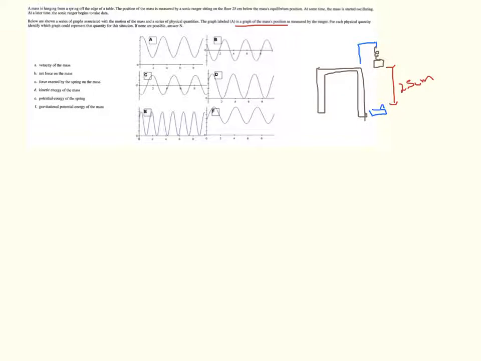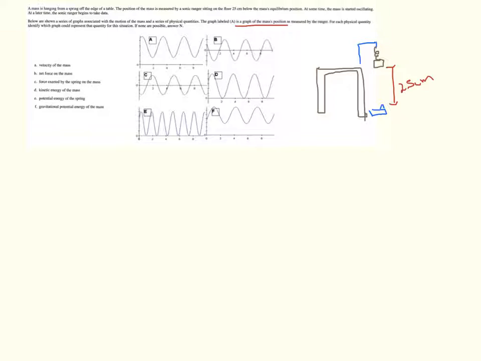Okay, so this question is one that I think really helps us think through simple harmonic motion and what it means. What I've done here is take the description of the problem. We have a mass that's hanging from a spring off the edge of a table, and below that we have a motion sensor. That's what Sonic Ranger means, a motion sensor that is hanging below the equilibrium position after the spring is stretched. Then they start oscillating the spring, and at some point, the Sonic Ranger starts taking data. They tell us that graph A is the graph of the position measured by the Sonic Ranger.